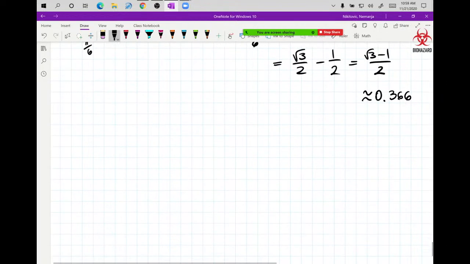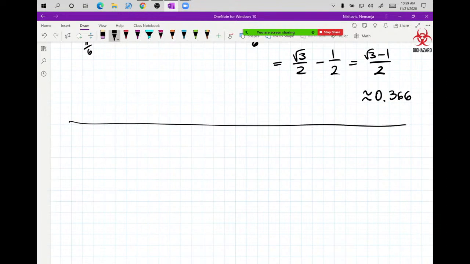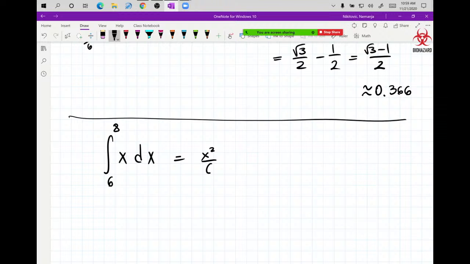Now, students asked me in the past, why no plus c? Well, you actually don't need it. Let's do something very simple, 6 to 8, so it's even, so I can divide it by 2 nicely. If I have this, my answer is x squared over 2. And then let's say you put plus c and then you go 6 and 8.